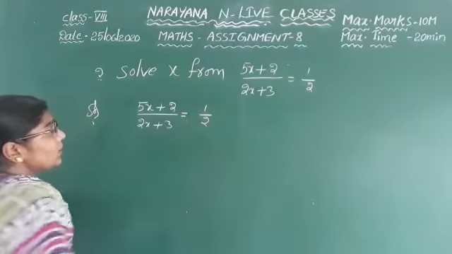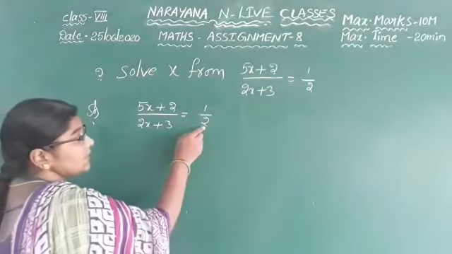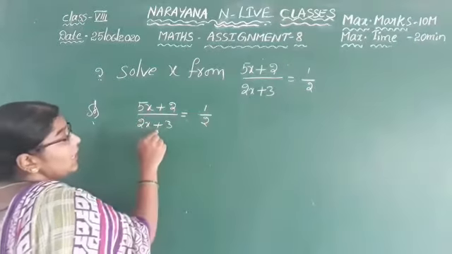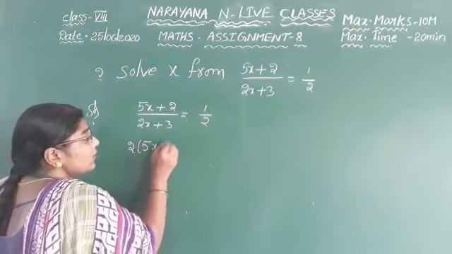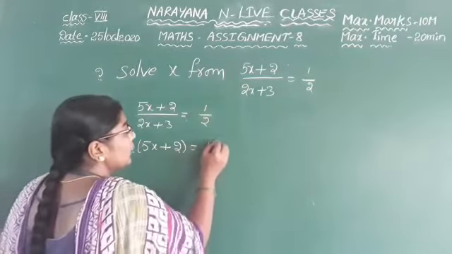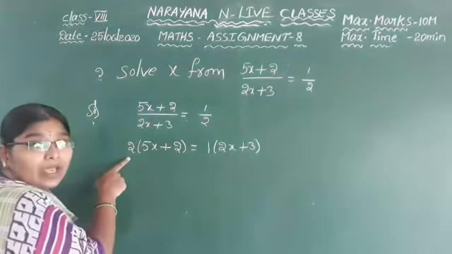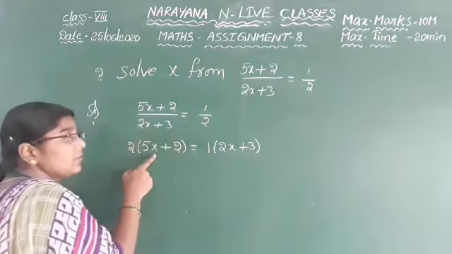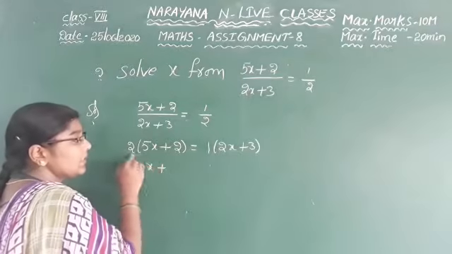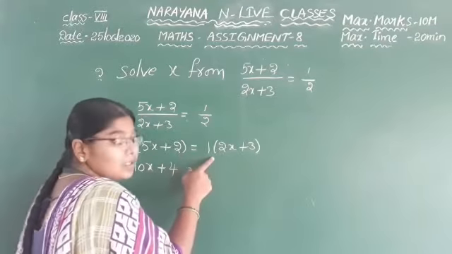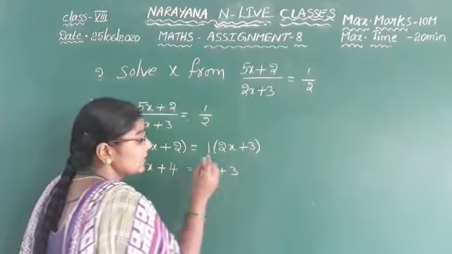We cannot move that to either the LHS side or the RHS side, so we do cross multiplication. That means the denominator is multiplied with the numerator on each side. So 2 into 5x plus 2 is equal to 1 into 2x plus 3. The 2 before the bracket is multiplied with whatever is in the brackets. So 2 5s are 10x plus 2 2s are 4. On the RHS side also, 1 2 is 2x plus 1 3 is 3.